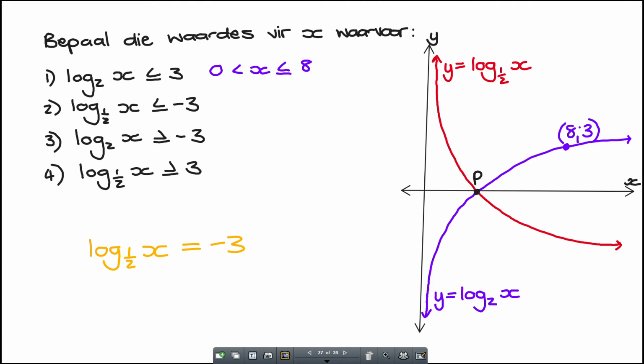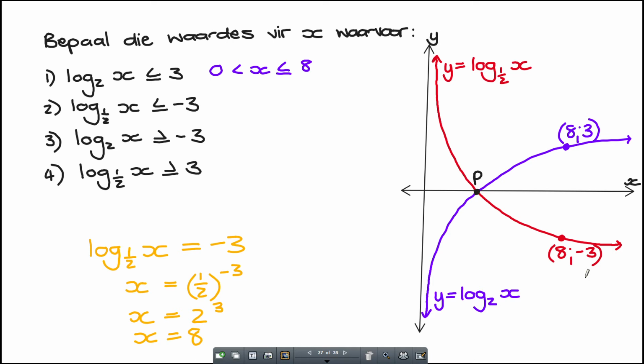Okay, nou kom ons gaan skryf daai in eksponensiële vorm. Dan gaan ek hê x is gelyk aan 'n half tot die mag minus 3, and that's the same as 2 to the power of positive 3. So x again is 8. So kom ons plot hom. So if x is 8, y is minus 3. Hey, you fine? Is it all right?